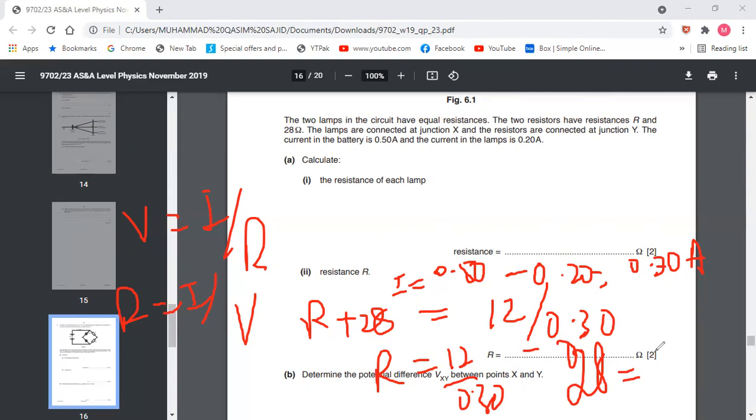So I calculated that it's approximately 12 ohm. The answer is 12 ohm. Have you done? No, not yet.